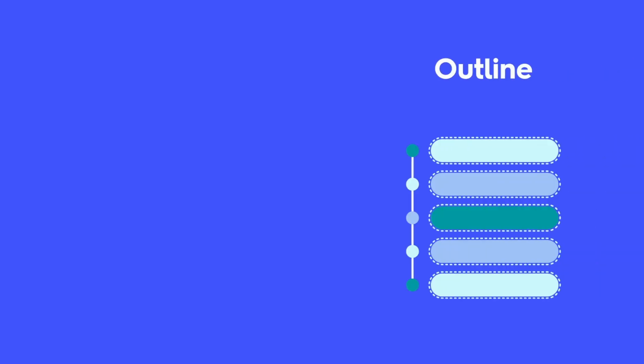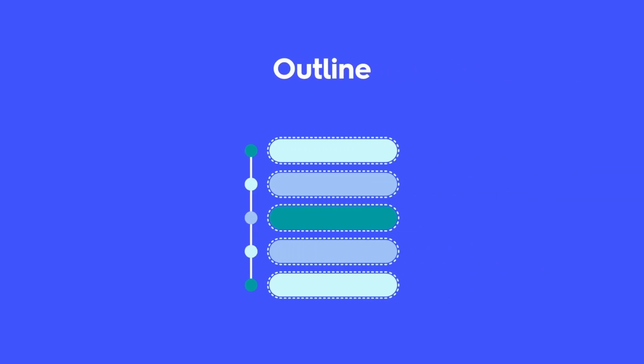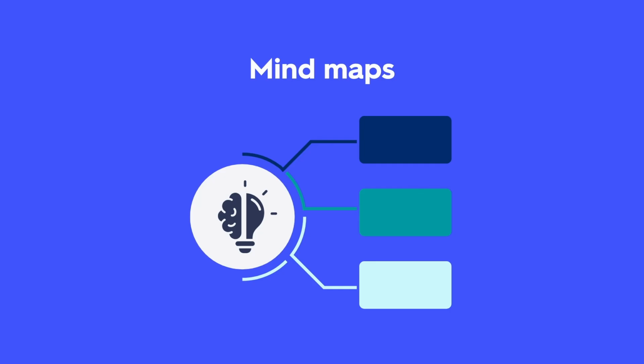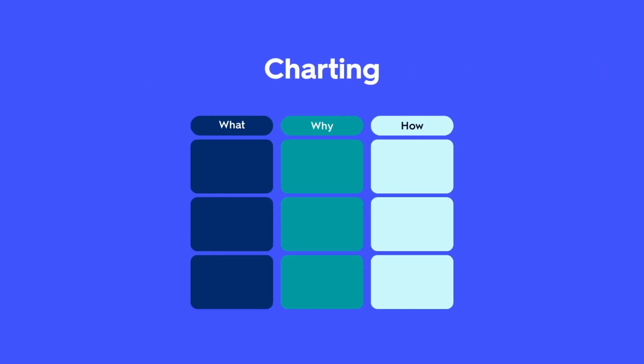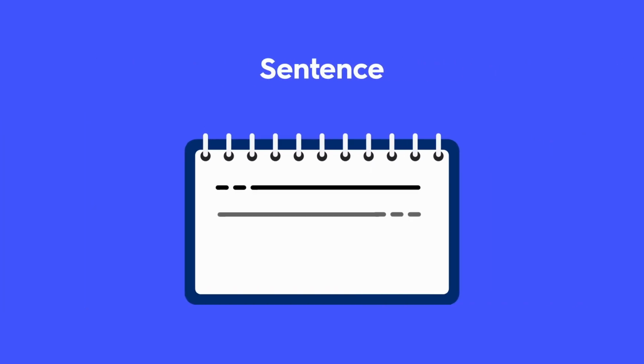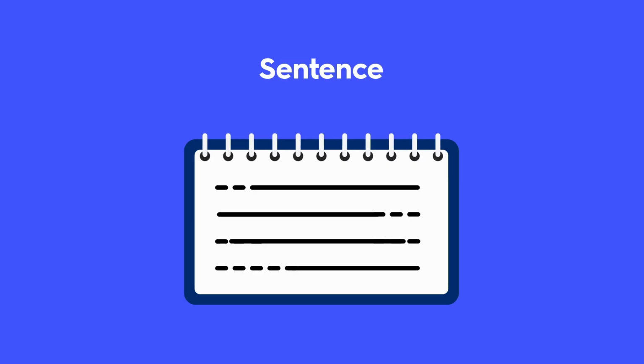Let's break them down using a visual model. Outline nests big ideas with subpoints. Cornell splits the page into notes, cues, and a summary. Mind maps radiate from a central concept. Charting organizes information in columns for easy comparison. The sentence method logs one idea per line, fast and simple.